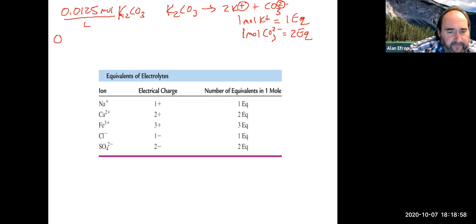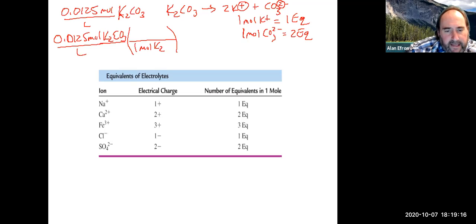So if we start with, for the potassium, again, for the whole thing here, for every 1 mole of the entire thing, we get 2 moles of potassium. And that comes from here, 1 to 2 relationship. And that will tell us that we got there 0.0250 moles per liter of potassium.